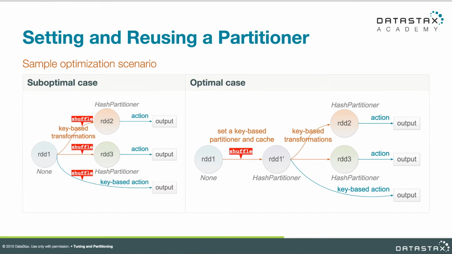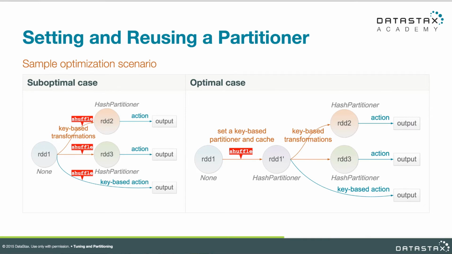Now, each key-based transformation or action will result in a shuffle. And remember, we don't like shuffles at all. Shuffles are one of our biggest costs, probably our biggest cost in creating a Spark application. They require moving data around the network between workers, and we want to avoid that. So 3 unearned shuffles in one application is not a good thing.